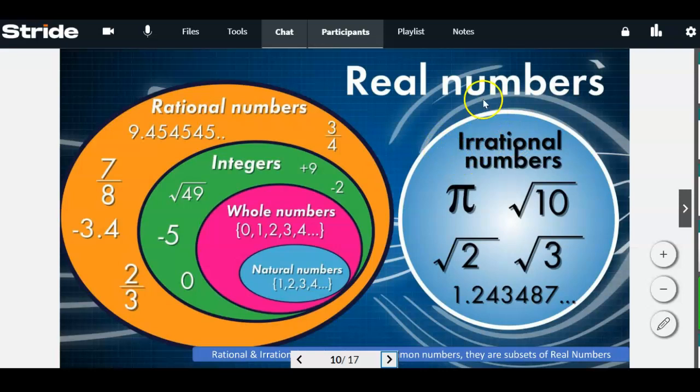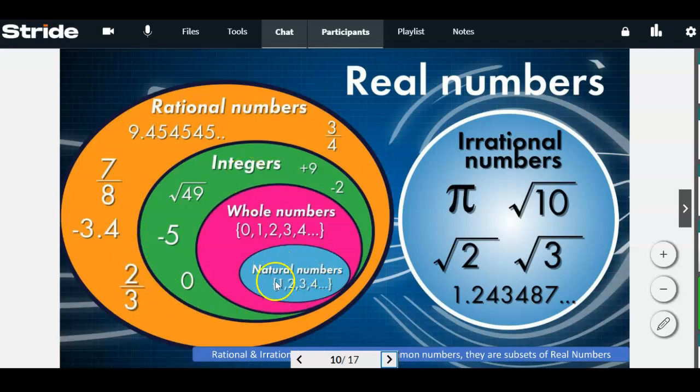All right, putting it all together again: real numbers. No irrationals are rational numbers. They're all by themselves over here. And here's just some more examples. Then you have the rational numbers, and then you have all the subsets.